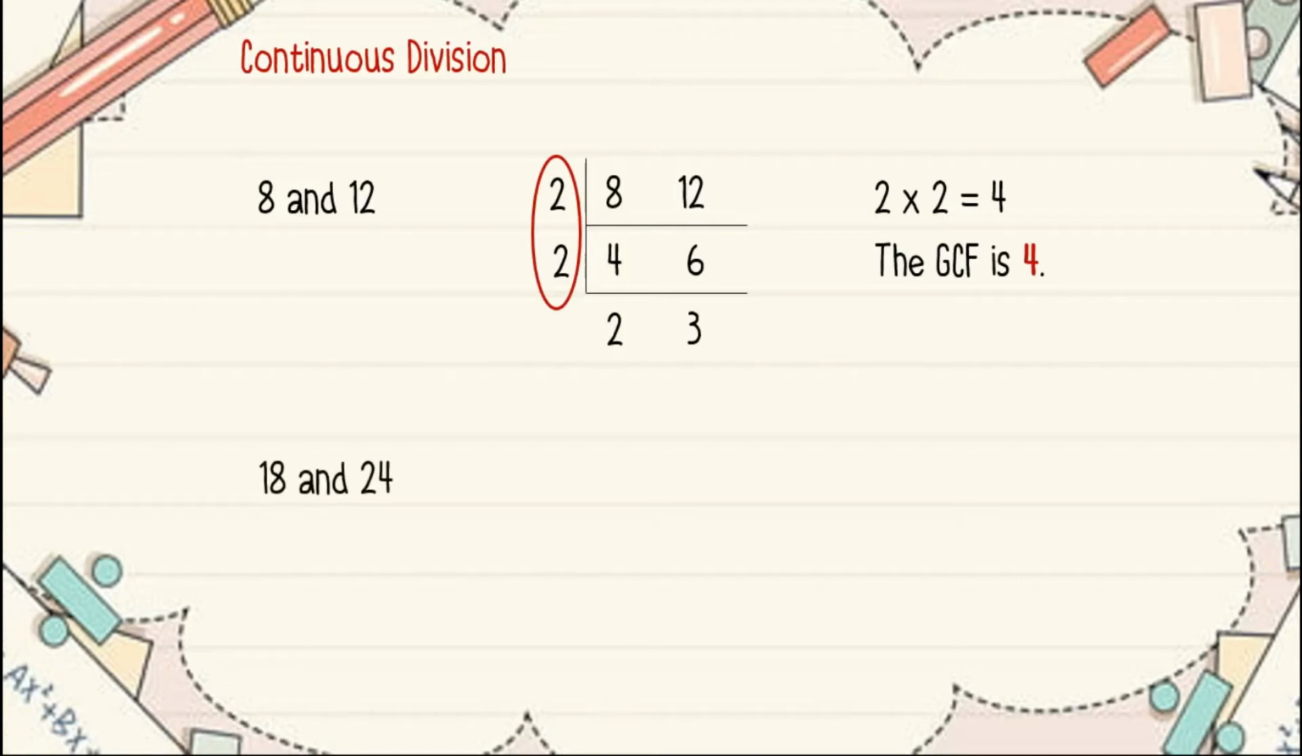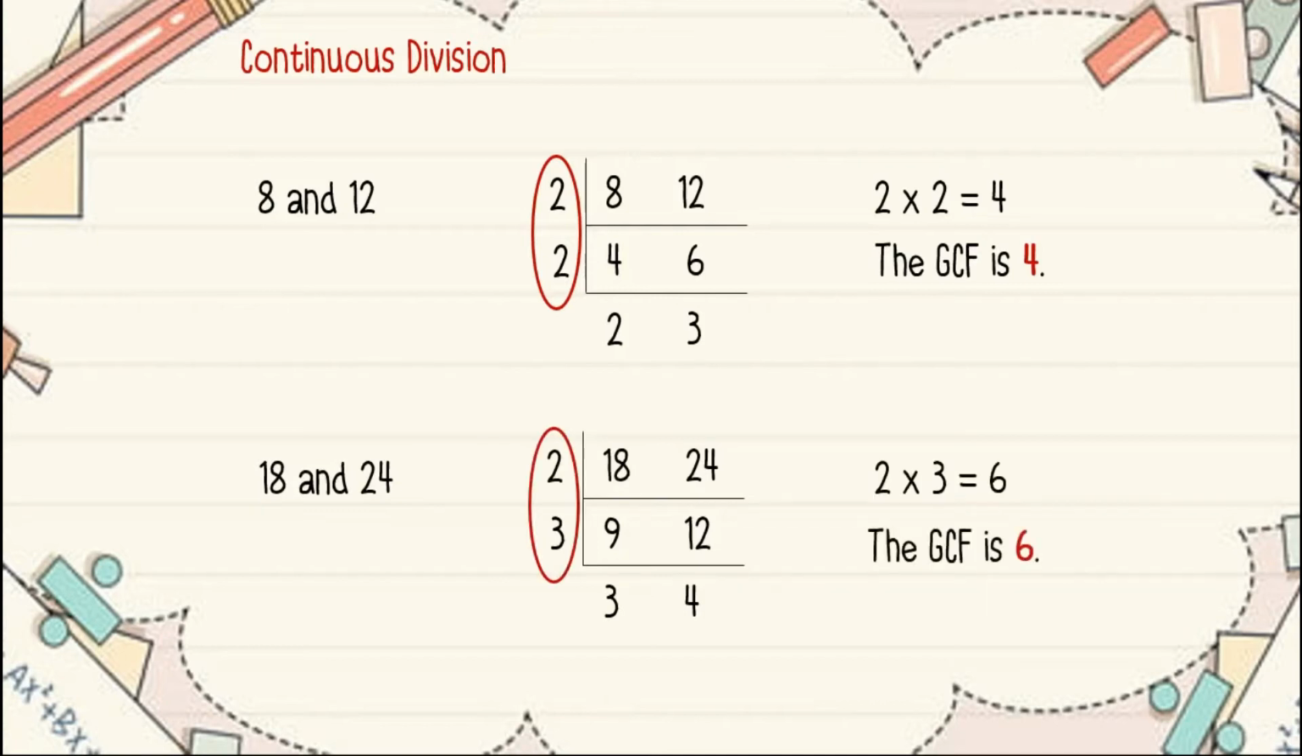Let's have another example, 18 and 24. So let's divide both 18 and 24 by 2. 18 divided by 2 is 9. 24 divided by 2 is 12. And we can still divide 9 and 12 by what number? Correct. We can divide them by 3. So 9 divided by 3 is equal to 3. And 12 divided by 3 is equal to 4. The product of 2 and 3 is 6. Therefore, the GCF of 18 and 24 is 6.